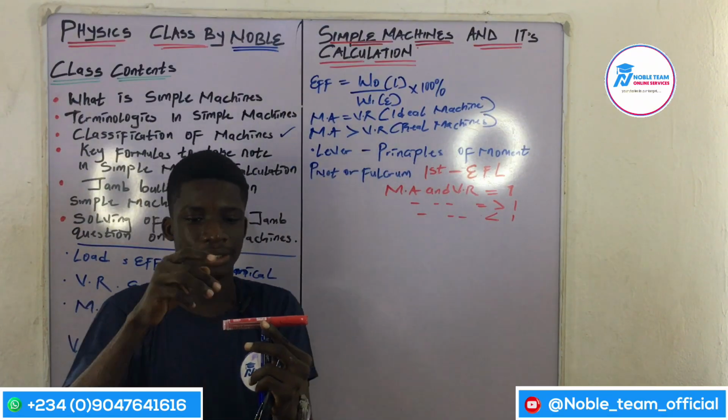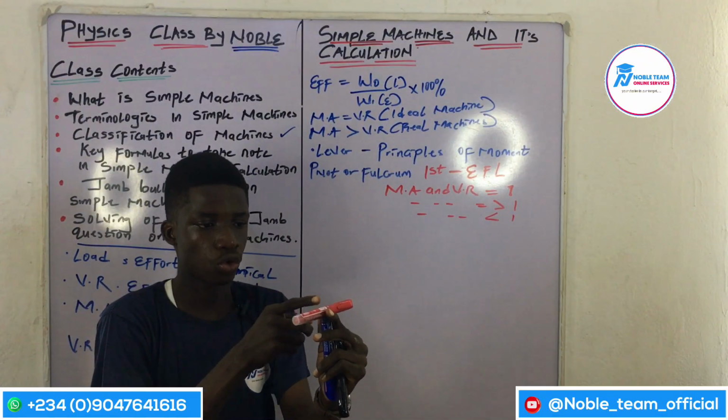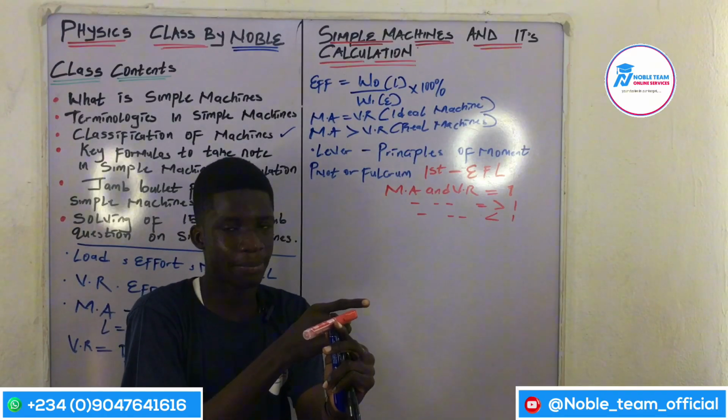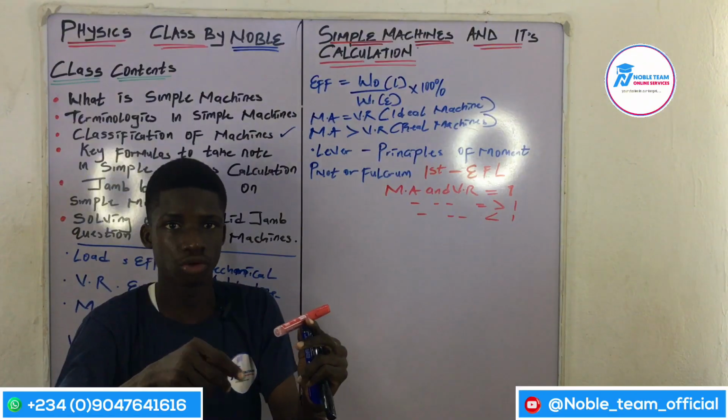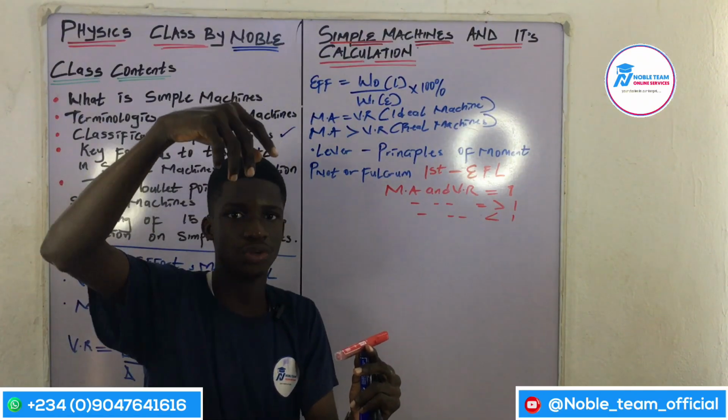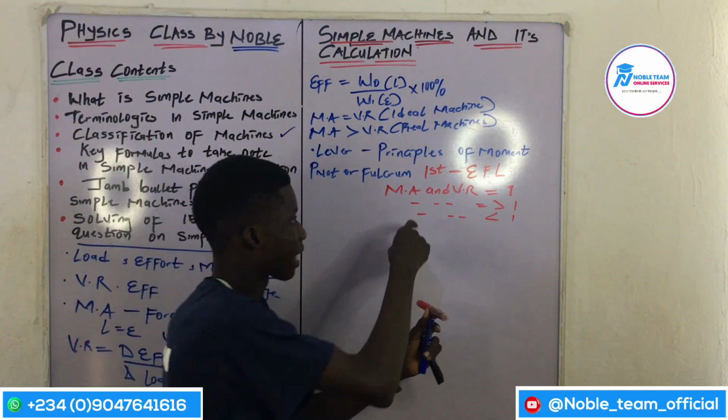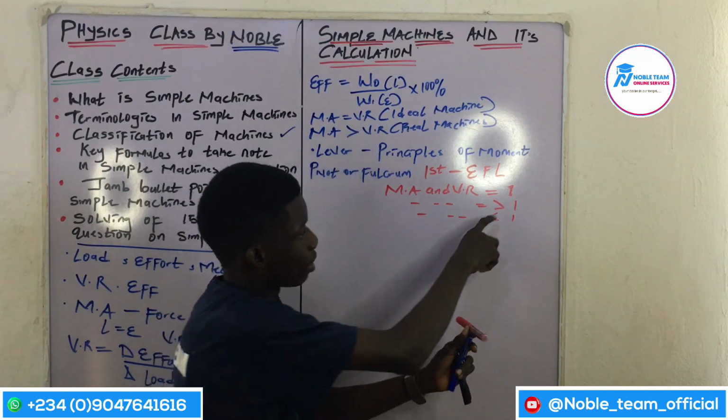Now, let's take the point for when it can also be greater than 1 sometimes. Imagine your friend is sitting here, and you are not sitting at the edge of that particular seesaw. You will notice that the one sitting at the edge will have more mechanical advantage and velocity ratio. Do you understand now? So that is why it can also be greater than 1.